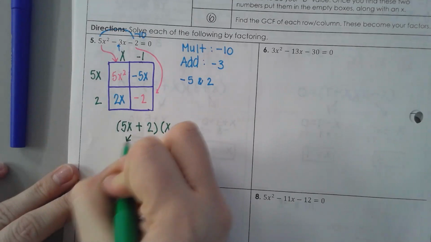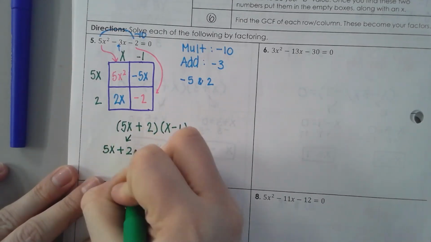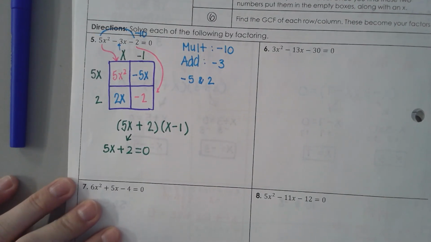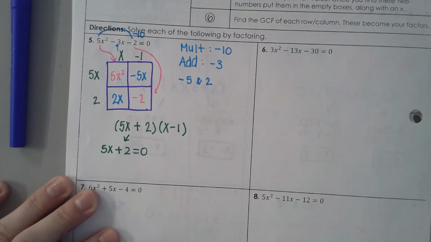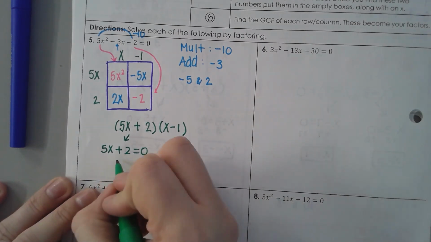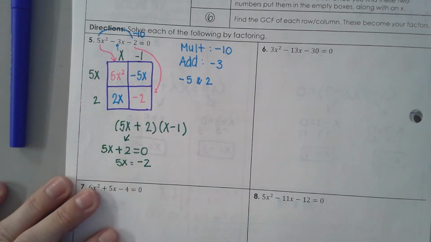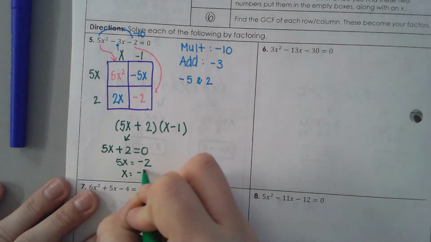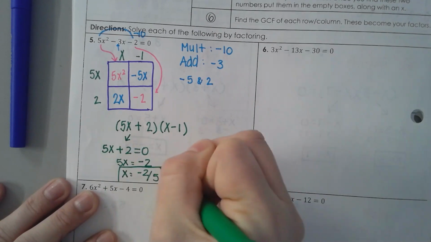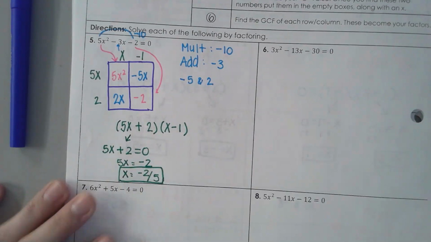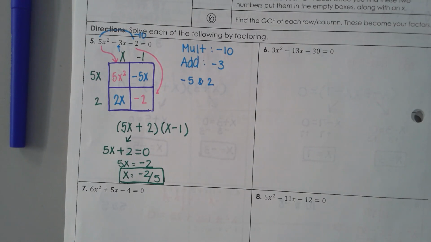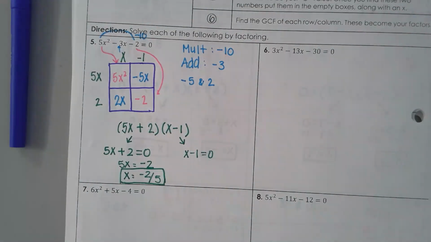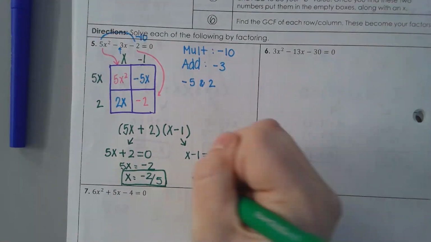So I'm going to do 5x plus 2 equals 0. How would you solve that? Minus 2. So 5x equals negative 2. Then what? Divide by 5. So x equals negative 2/5. And then I also have x minus 1 equals 0. So x equals 1.